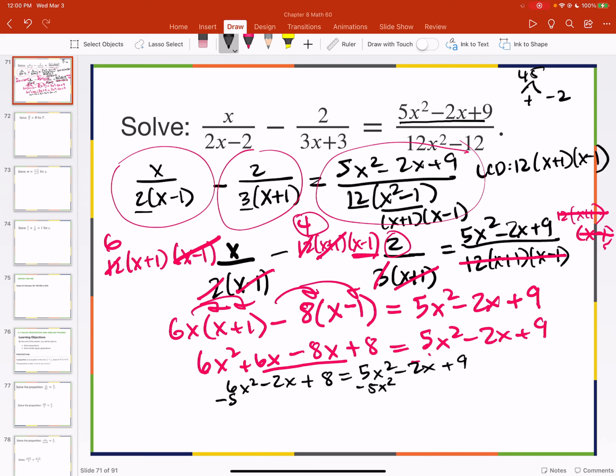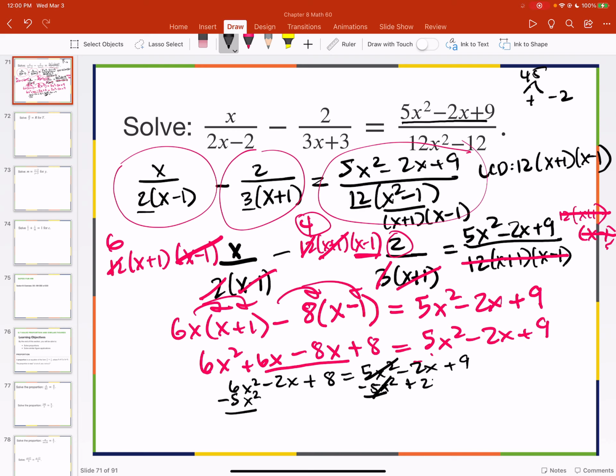So let's subtract 5x squared from both sides because we want to cancel out the x squared term from one side. Let's add the 2x to both sides. That's going to actually cancel these out. And let's subtract 9. So we're left with x squared minus 1 equals 0. So that factors too. So x squared minus 1 equaling 0 becomes (x plus 1)(x minus 1) equals 0.